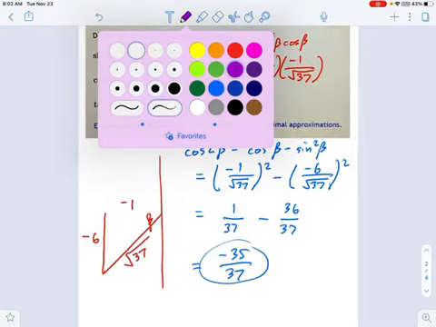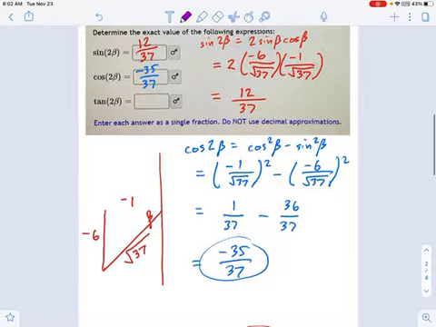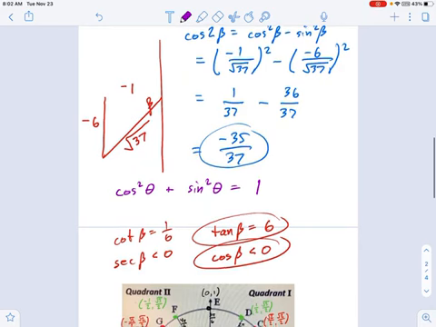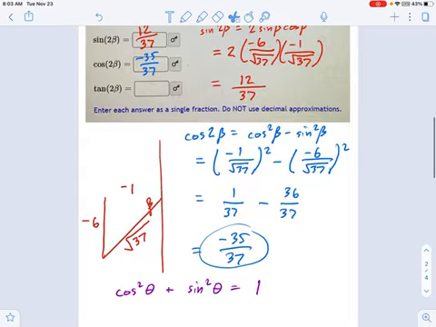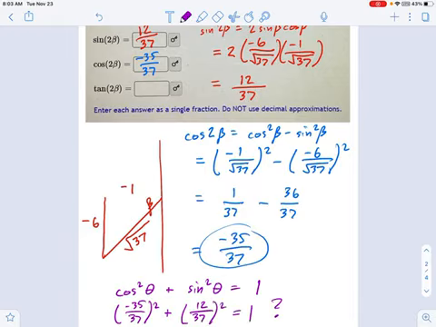What I just did to double check myself is very useful for you. I'm going to show you how to know if you got it right or wrong. There's an identity that is going to come in very handy here: cosine squared of some angle plus sine squared of some angle equals, drum roll, 1. We know this. It's a Pythagorean identity. So I asked, is negative 35 over 37 squared plus 12 over 37 squared equal to 1? That's how we know if we're on the right track, and it is. So I'm feeling pretty good about this.